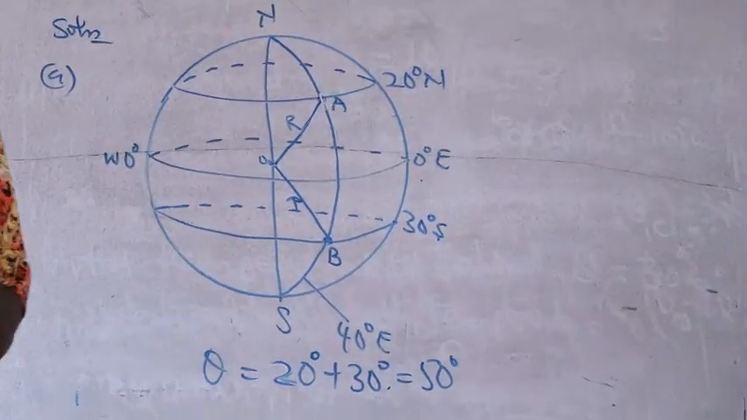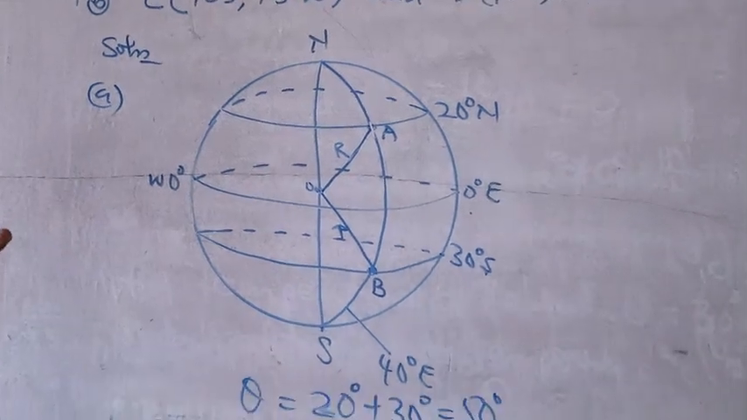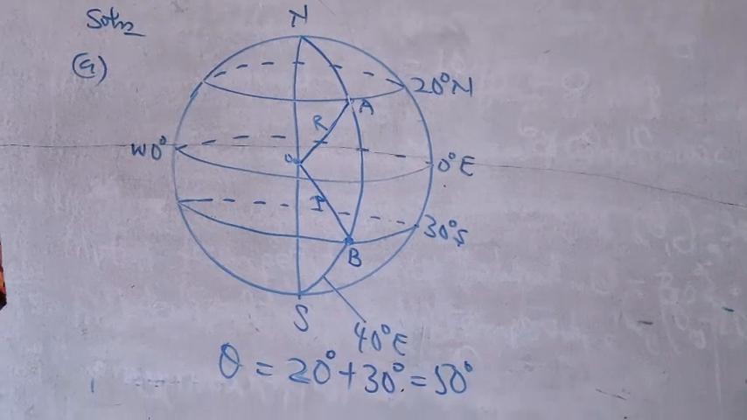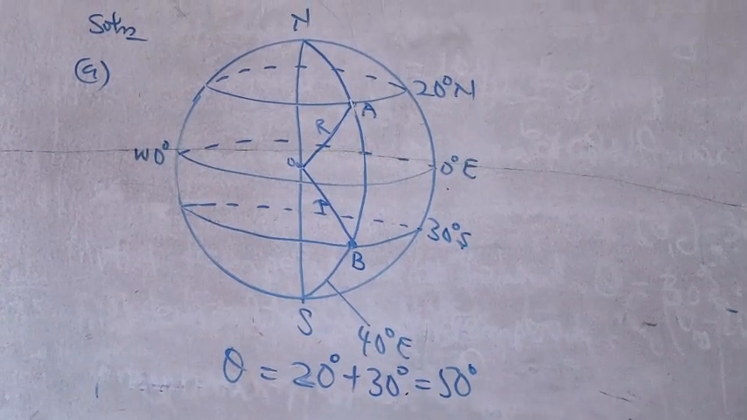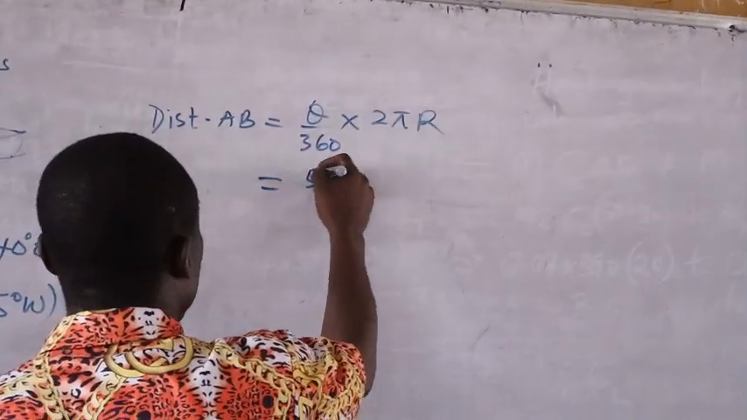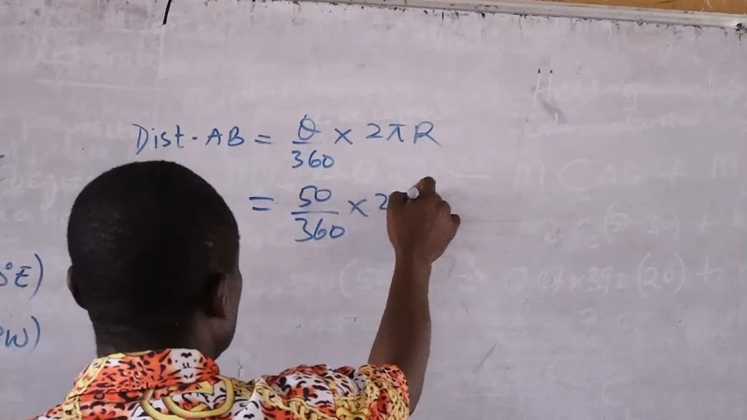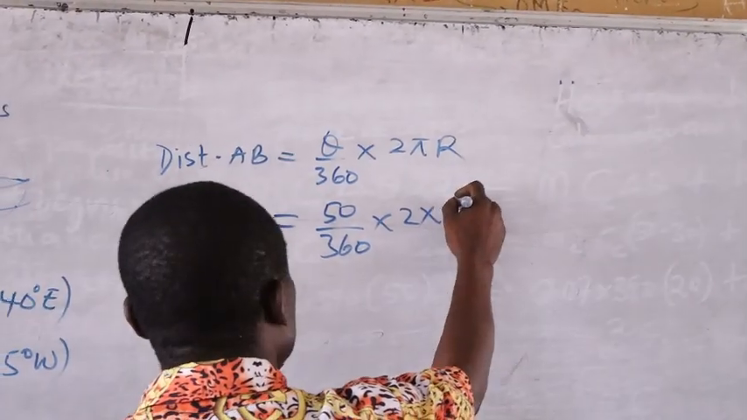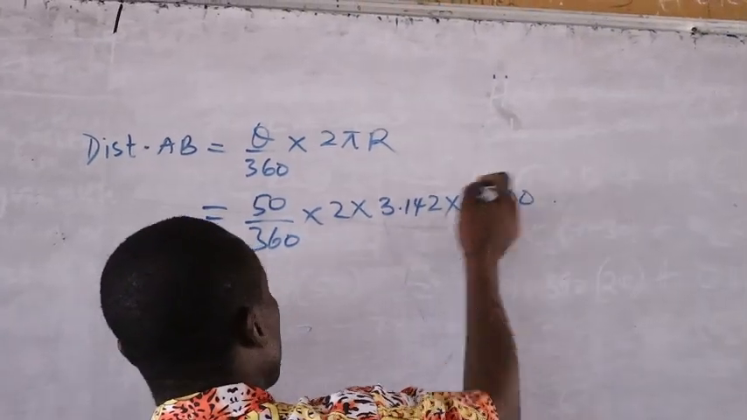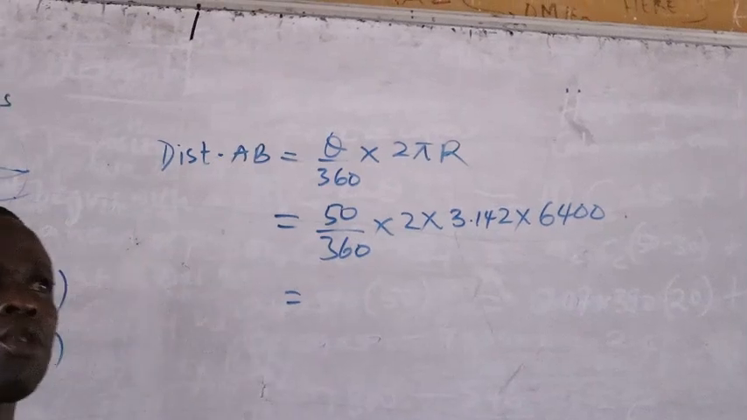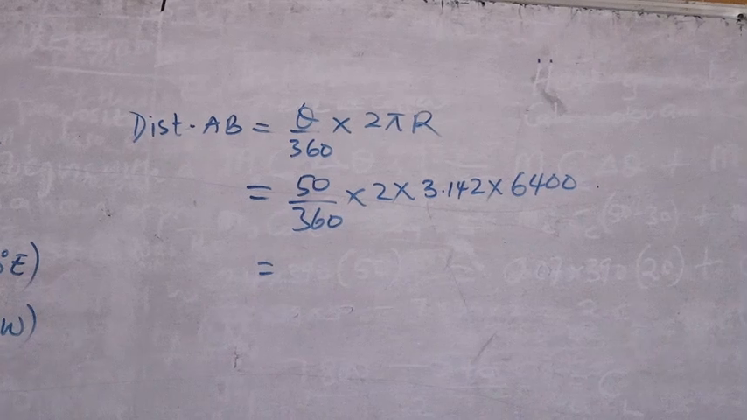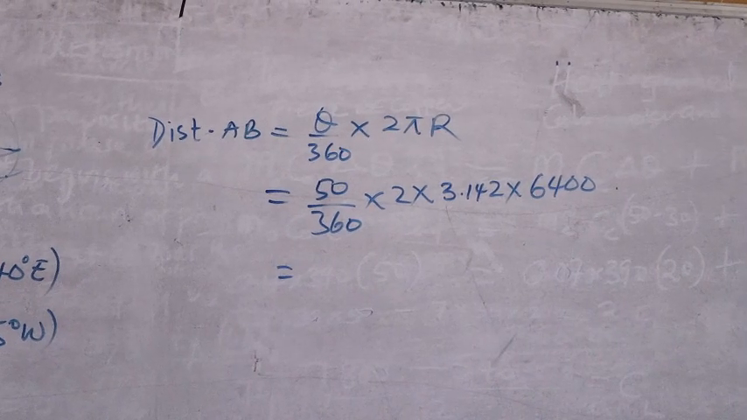So at times, if you don't have that longitude in the question, maybe you just have the meridian and the value of that meridian is not given, you don't really need that value. So we now have this: theta is 50 over 360 times 2 times pi. According to the question, what is pi? 3.142, and big R is 6,400. Now multiply all the numerators together and divide by 360, and what do we have? 50 times 2 times 3.1, what?